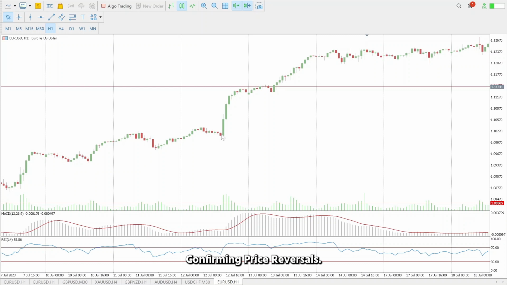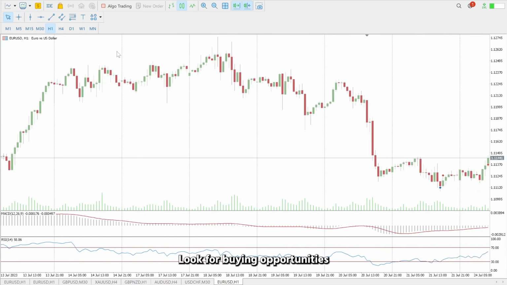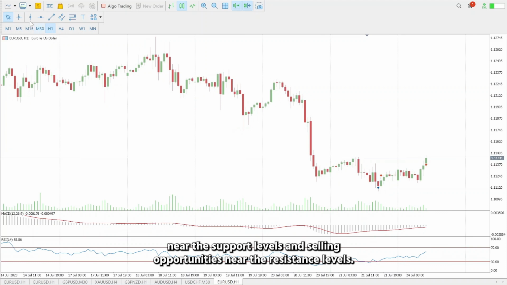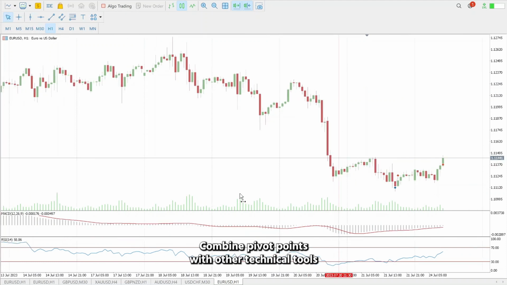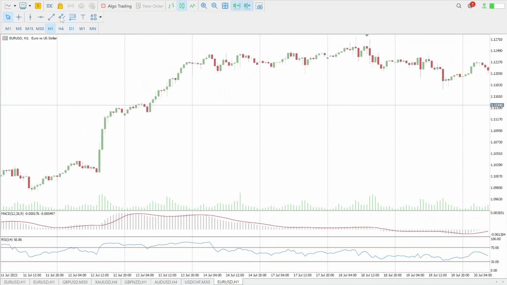Confirming price reversals. To make informed trading decisions, use additional indicators like moving averages, RSI, MACD, or other oscillators to confirm potential price reversals within the identified range. Entry and exit points. Look for buying opportunities near the support levels and selling opportunities near the resistance levels. Combine pivot points with other technical tools to fine-tune your entry and exit points.